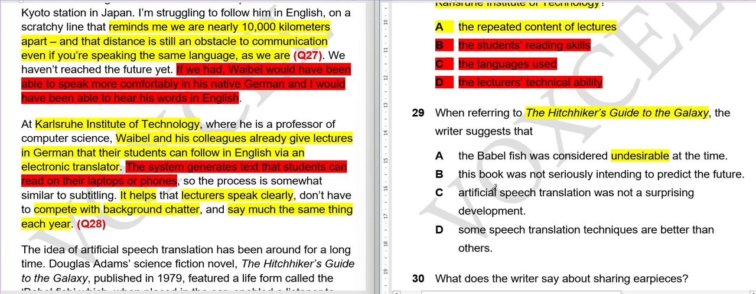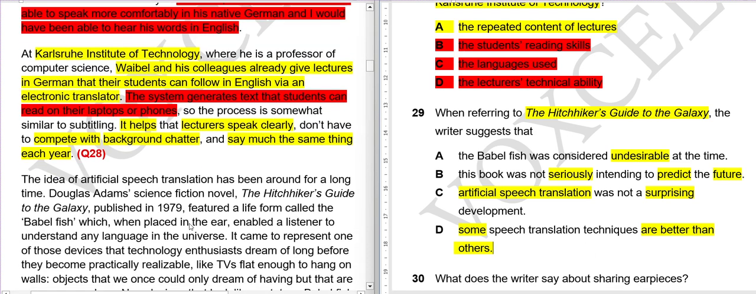B. The book was not seriously intending to predict the future, so it was not serious about predicting the future. C. Artificial speech translation was not a surprising development. So this thing was not a surprising development. D. Some speech translation techniques are better than others. So here is a comparison: some are better than others. If there is some comparison, we will say D. Let's see where it is written.